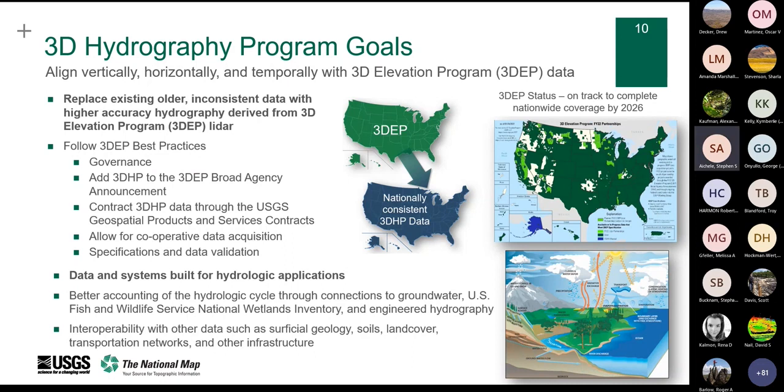And then finally, build in the pieces that we will need to be able to do a better accounting of the full hydrologic cycle, not just surface water, but transport through groundwater, working with Fish and Wildlife Service to incorporate wetlands data in, working to bring in representations of urban hydrography, stormwater systems, and then also bring in interoperability with ancillary layers that are commonly used to explain hydrologic processes, things like superficial geology, soils, land cover, that sort of thing.